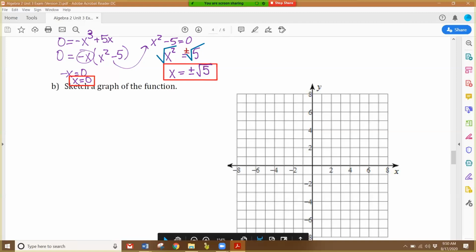But since we're being asked to graph it, remember when we find the zeros, that's where our graph is crossing the x-axis. We're finding the x values of where your graph crosses the x-axis. I'm going to figure out what the square root of 5 is approximately. If I type the square root of 5 into my calculator, I get 2.2. So when I go to graph this, I know I'm going to have points where my graph crosses the x-axis at 0, and then at positive 2.2 and negative 2.2.